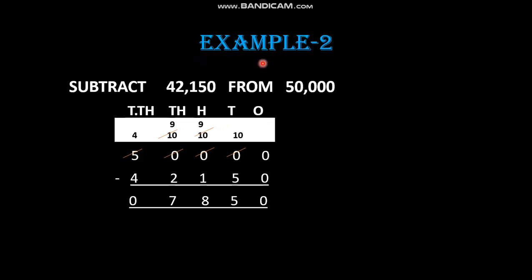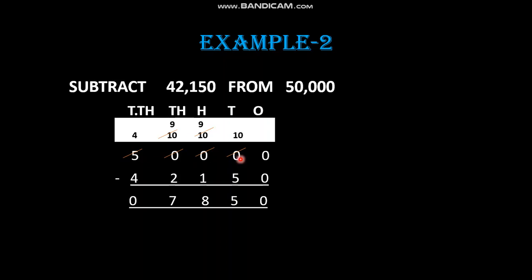Children, let's take another example and let's subtract 42,150 from 50,000. So first of all, we are going to arrange the two numbers in the columns. And the first we have 50,000, which is the bigger number. So we are going to write 50,000 first. And under it, we are going to write 42,150. Let's start the subtraction from the ones place. Now 0 minus 0 is 0. Moving on to the next place. Now we have 0 minus 5. Is that possible, children? No, it is not possible. We cannot subtract 5 from 0.